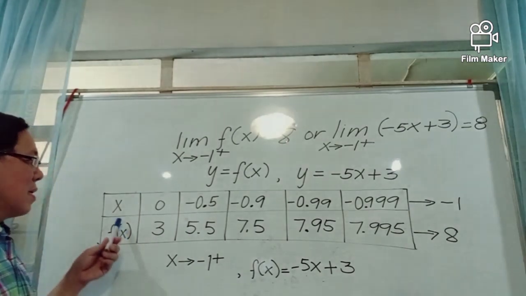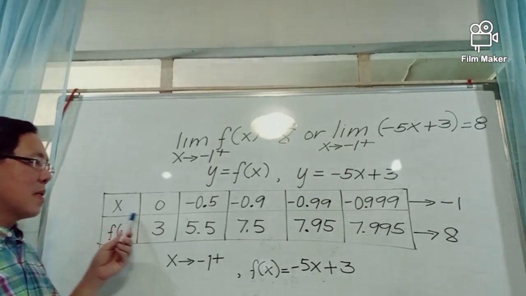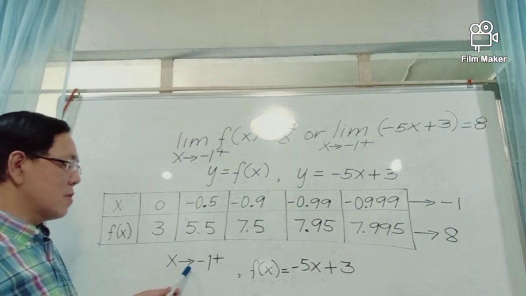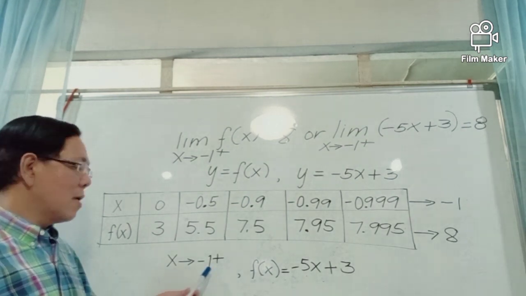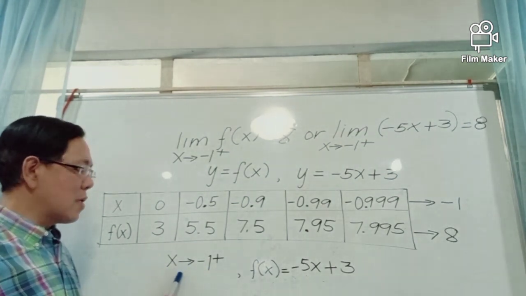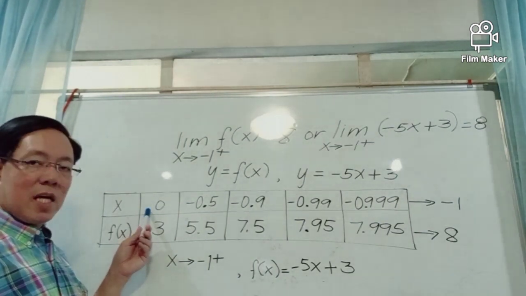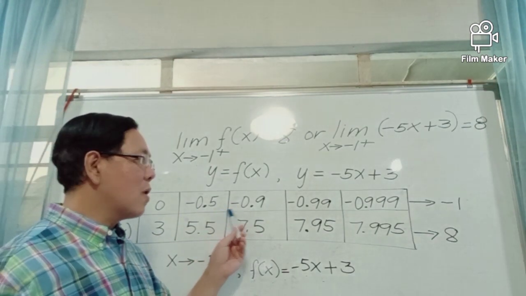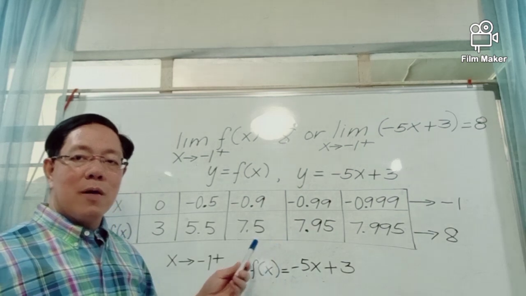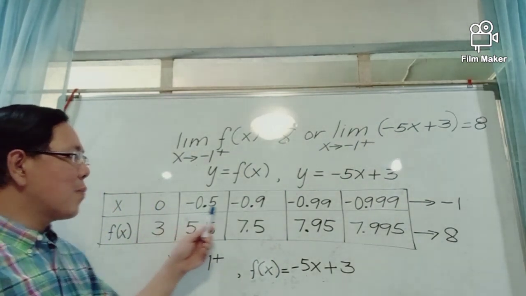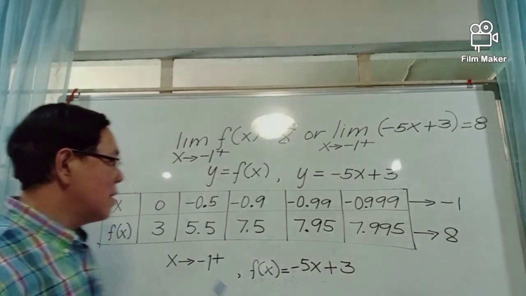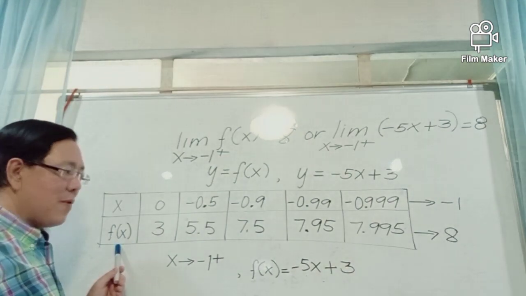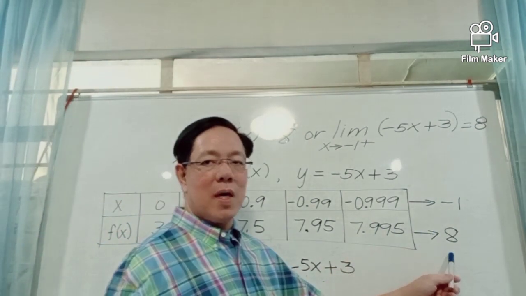Again, as x approaches negative 1 from the right, that means the values of x are numbers to the right of negative 1. In the table you can see 0, negative 0.5, negative 0.9. All of these numbers are to the right of negative 1 and they are approaching negative 1. As x approaches negative 1 from the right, the values of the function f of x approach positive 8.